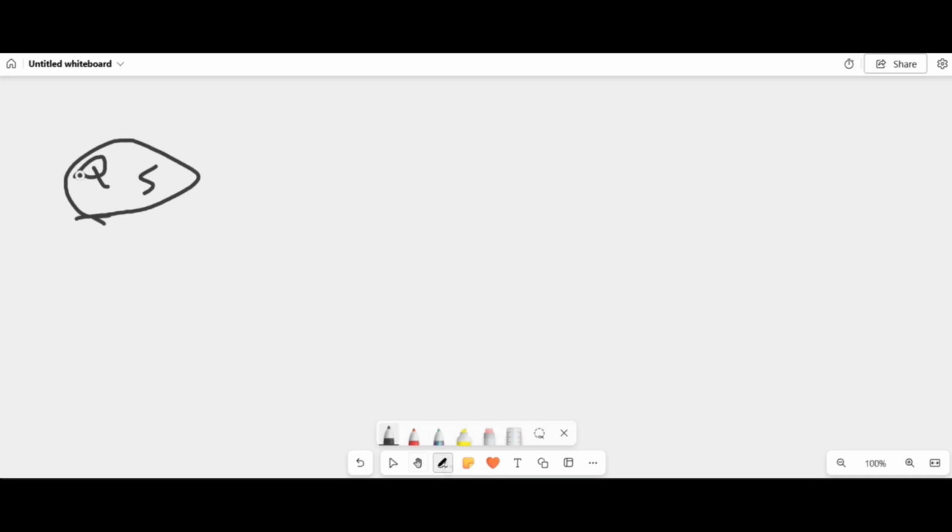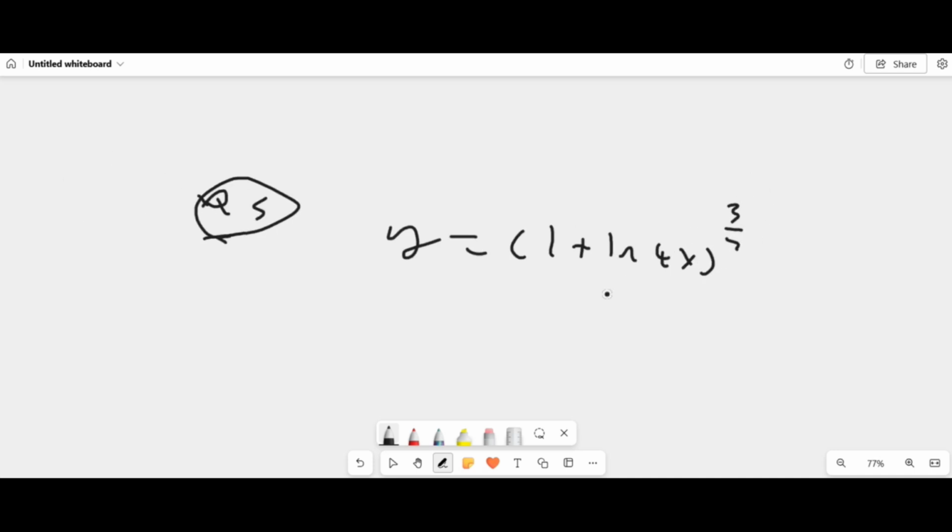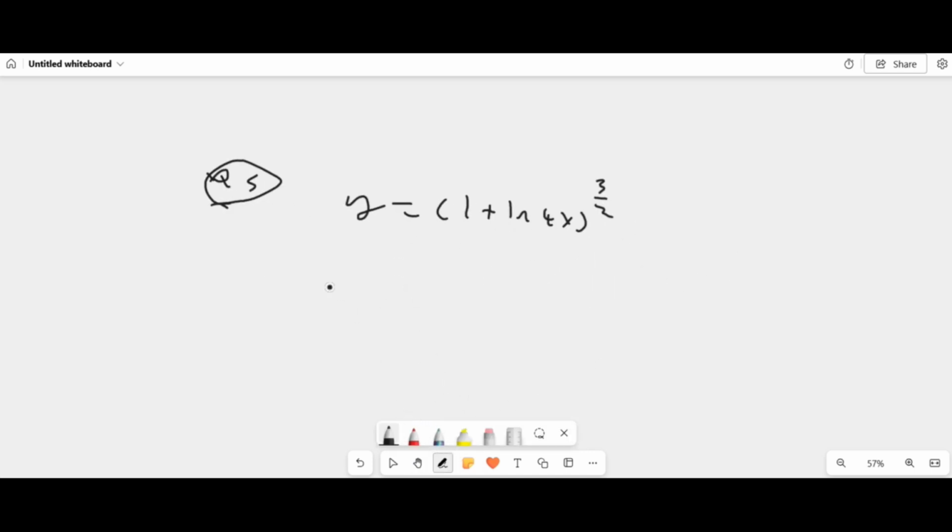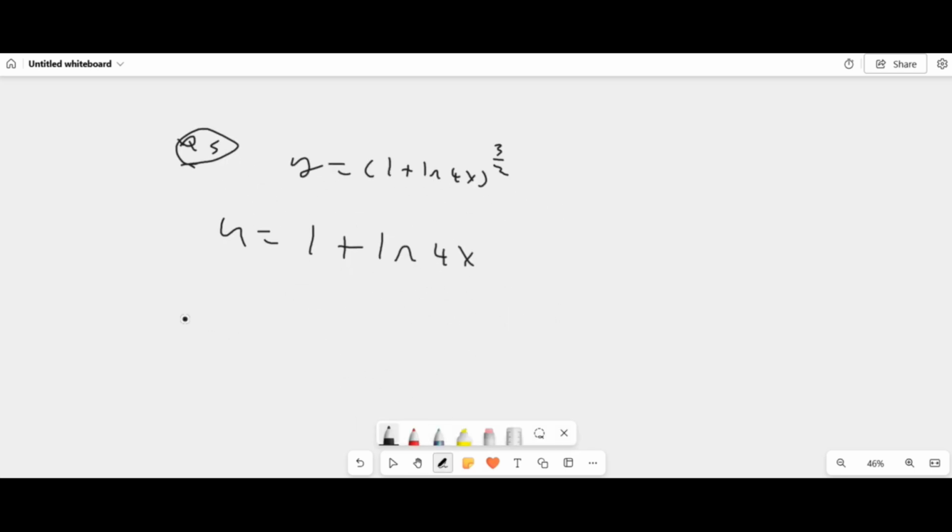Question 5, we're going to do, okay, so this is y is equal to 1 plus ln 4x to the power of 3 over 2. Alright, cool. So you need to differentiate that, so use the chain rule again. So u is equal to the inside of the function, which is 1 plus ln 4x here. And then we need to do du over dx. So du over dx is going to be, 1 is going to differentiate into nothing, ln 4x is going to differentiate into 1 over x.